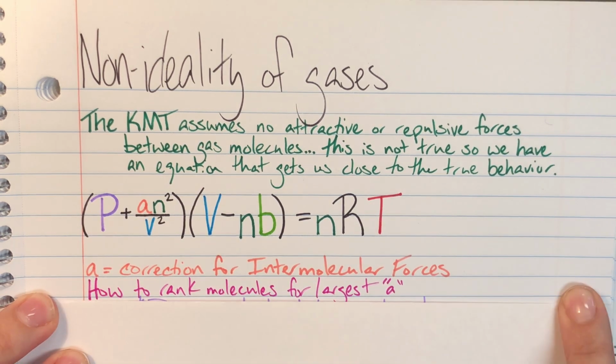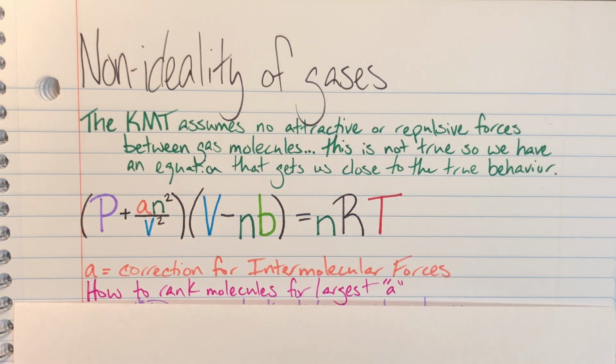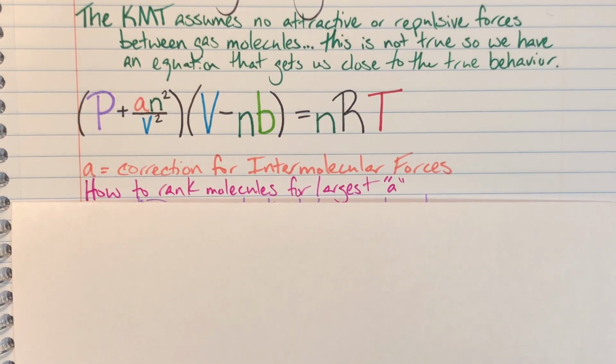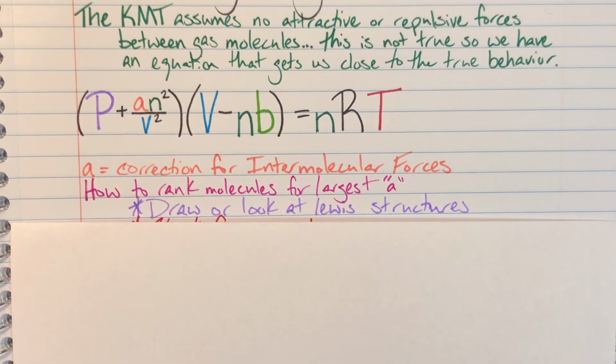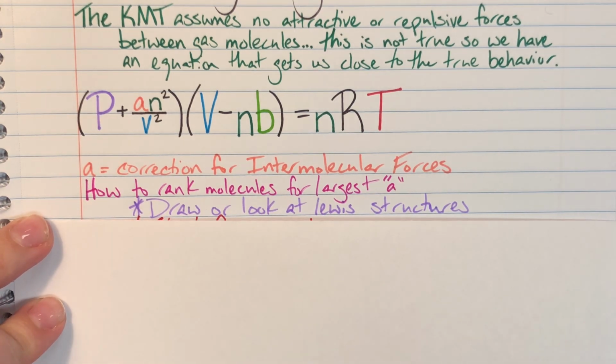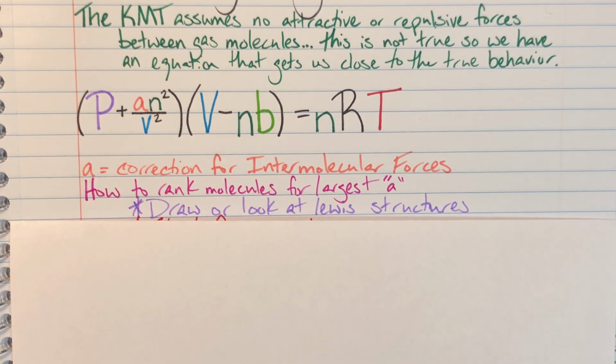And we're not going to ever ask you to calculate for A. A is going to be a constant. It's going to be given for the particular gas, but you do need to be able to rank molecules for their largest intermolecular force based off of their formula, giving you the Lewis dot structures. So what we're going to do first is draw or look at the Lewis dot structures for that particular molecule. If I give you the Lewis dot structures, sweet, you just have to look at them. If I don't and I just give you a formula, you're going to have to draw those Lewis dot structures first, and then you'll be able to see exactly which is going to be the largest for the intermolecular forces.